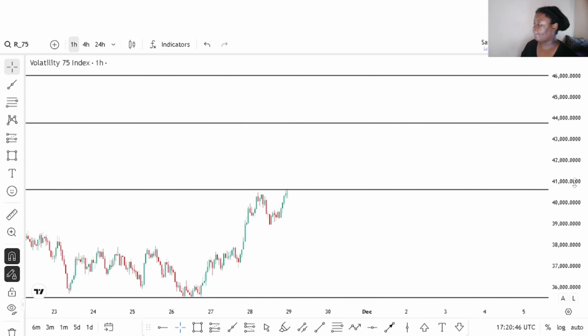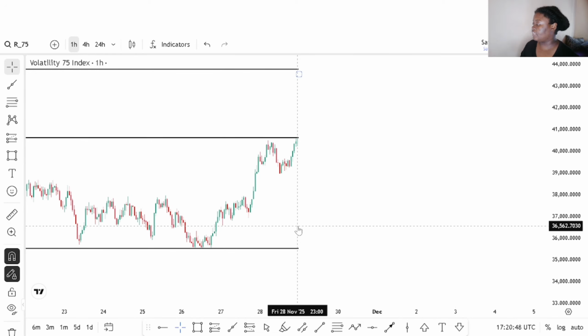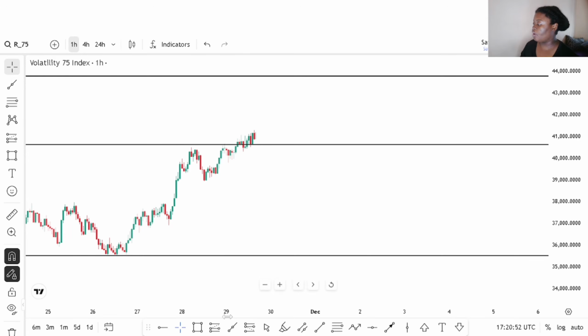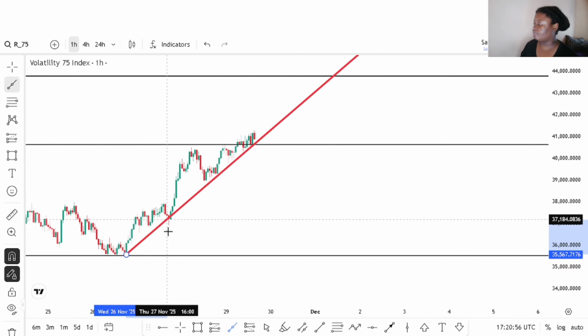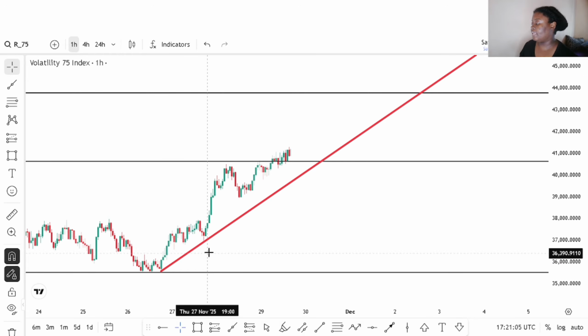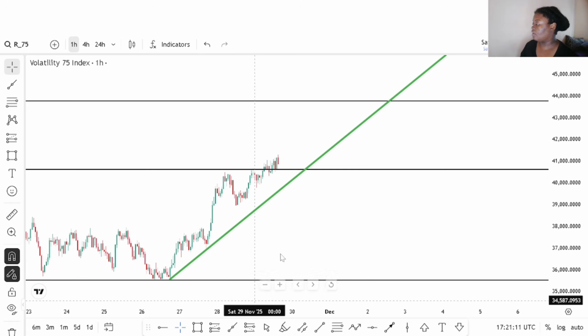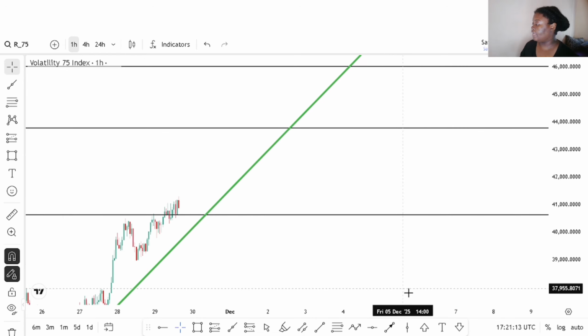Alright, so we have the trend here. The market retraced to the 38, past the 38. Now we can come in with a trend line and have my point A here, my point B there. Alright, so we're riding the trend.